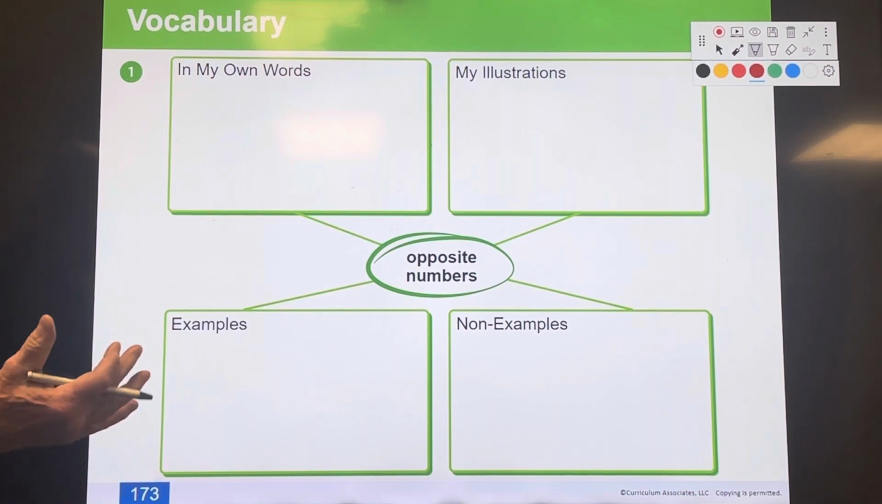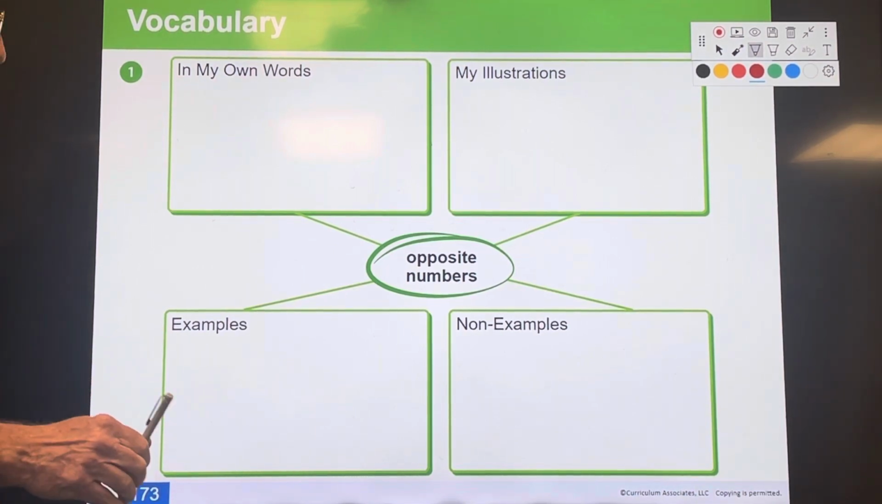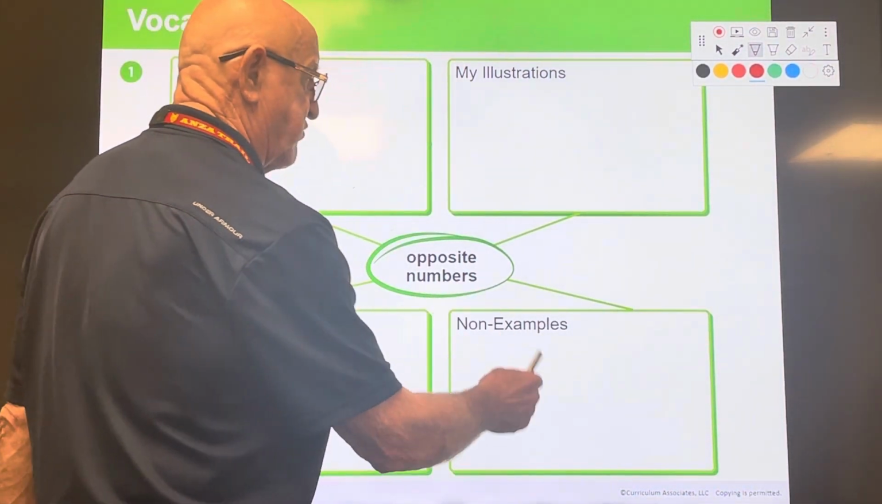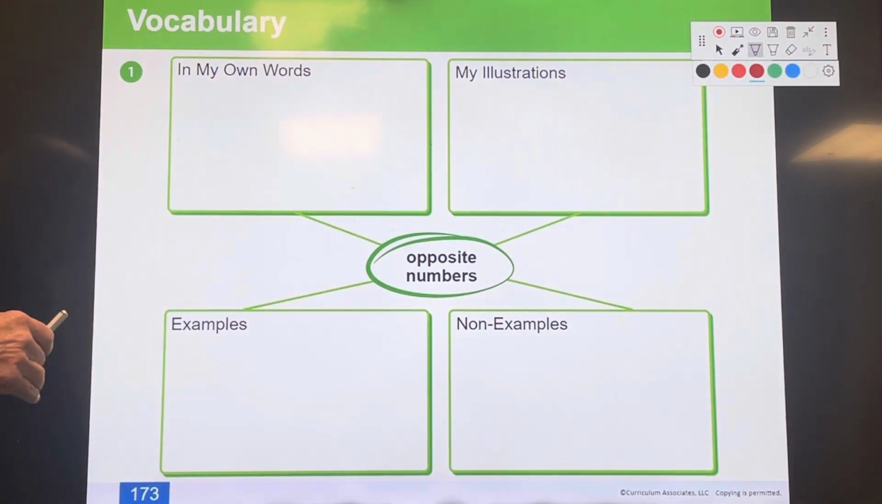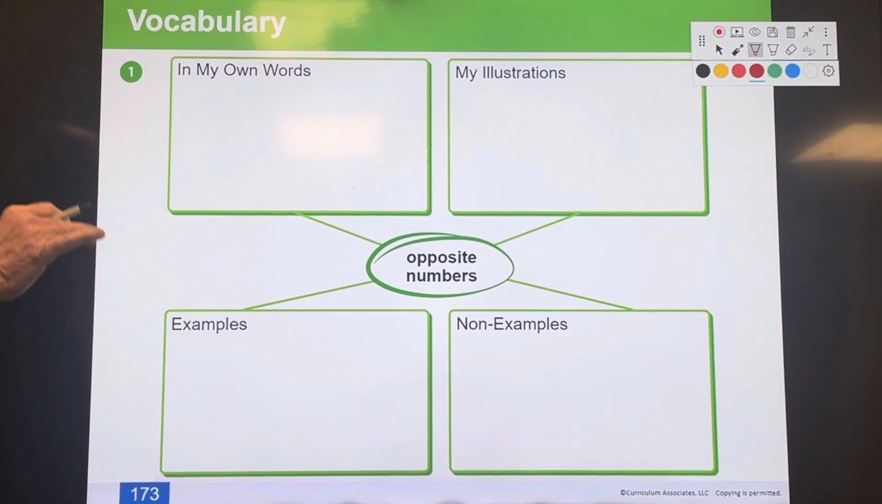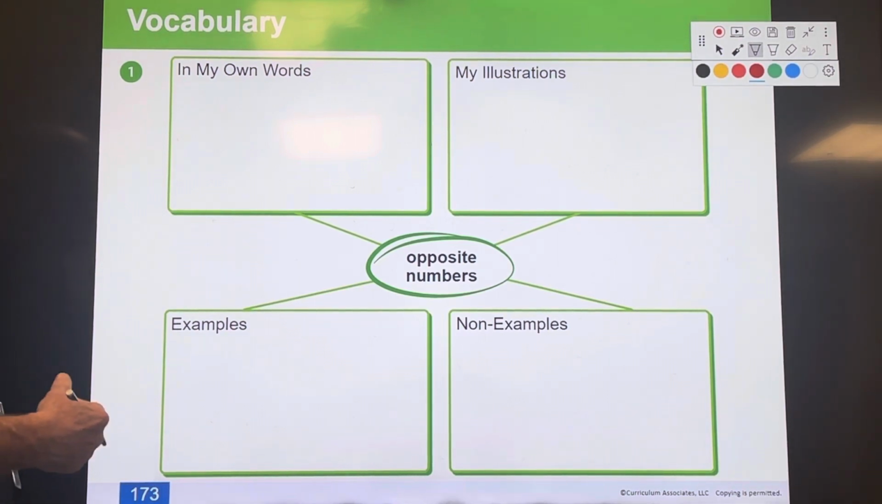For instance, I'll just give you a hint, right? If -1 is the opposite of 1, then 1 and 2 are not opposites, right? So -1 and 1 are opposites. -1 and -10 are not. -1 and 10 are not, right? So opposite numbers are those that are the same distance from 0 on a number line.